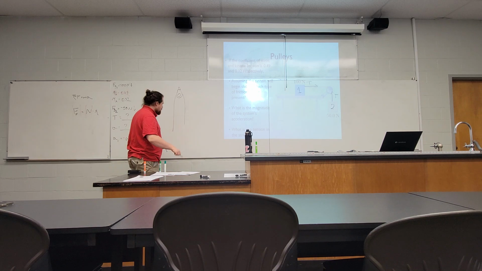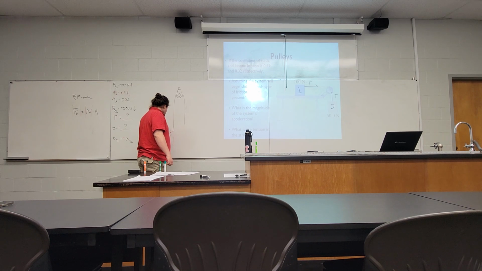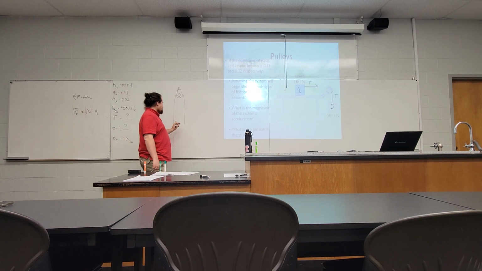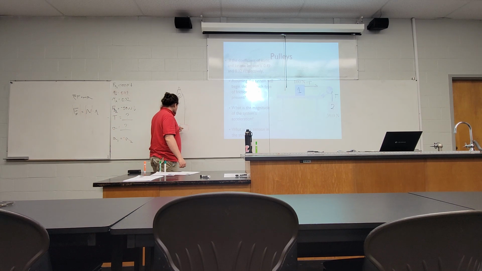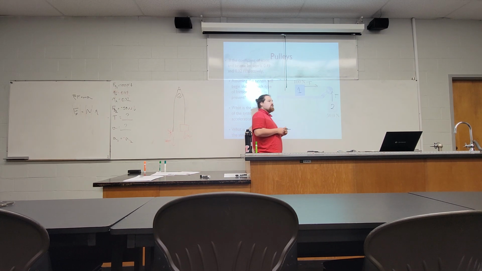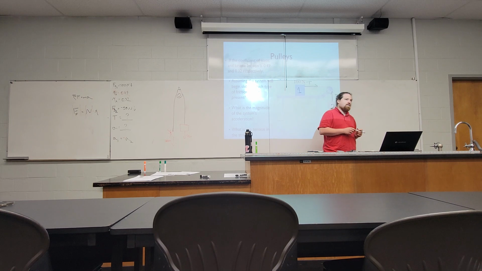On one end, you have a person pulling down with, just as a sample number, 100 newtons of force. And on the other side, they are lifting up a box that weighs 50 newtons. So those are two different forces acting on the two different ends of the rope.